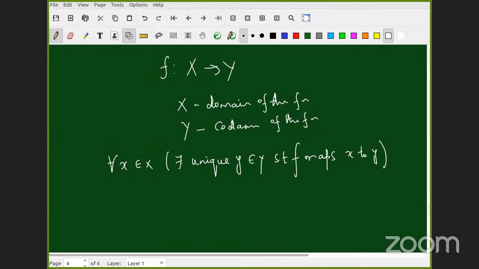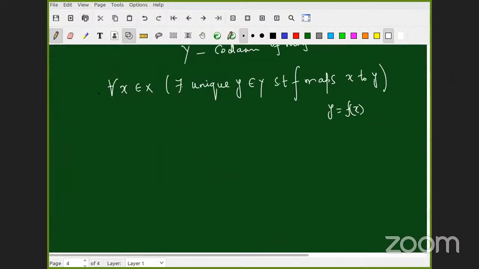And when f maps x to y, we usually denote it like y equal to f of x. But let's now break it down and understand. What does this say? This says there are two conditions. Each x should be mapped, and to one single y. Usually we draw a Venn diagram and understand, so let's understand it like this itself.